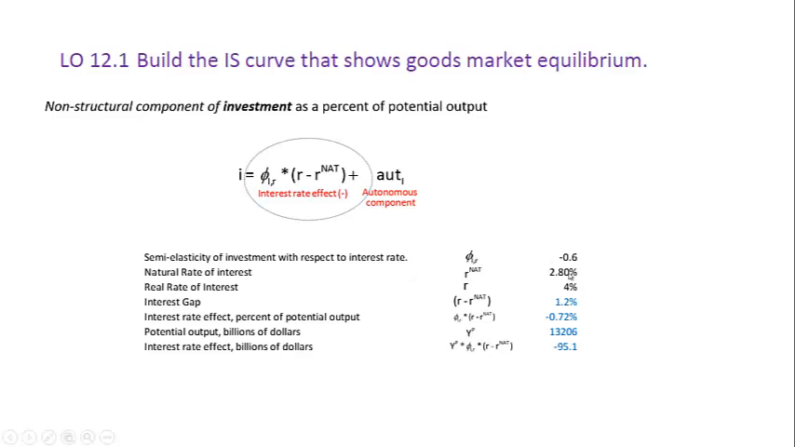Once again, if we keep with our example that the interest rate rises to 4% and the natural rate of interest is 2.8%, that means that this gap, 1.2%, will be cutting back our investments, and the cutback of investments will be approximately 0.72% of potential output. And we can see that in dollar terms, in this example, that's approximately $95.1 billion cut back in investment as a result of this increase in the interest rate.